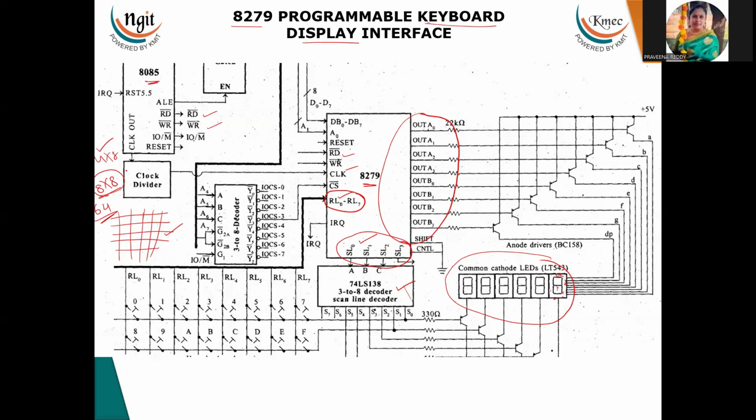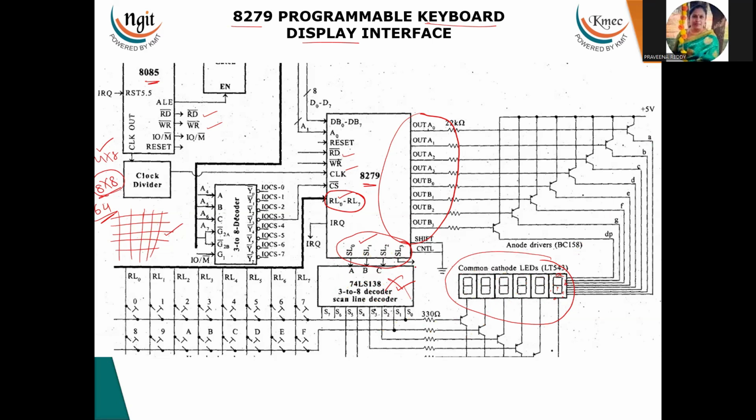Now coming to the display section. Already we have seen these output lines are used to drive these segments, and how many 7-segment displays should be connected will be decided by the scan lines. If we are not using the decoder IC, by using these scan lines, a maximum of 4 seven-segment displays can be connected. If you want 8, then we have to use the 3 to 8 decoder. Those 8 lines can be used to connect the 8 seven-segment displays.